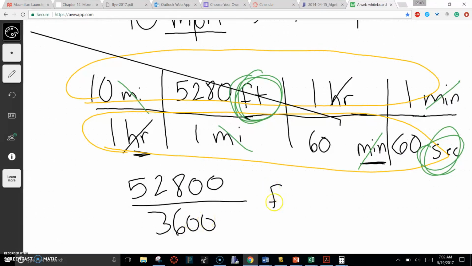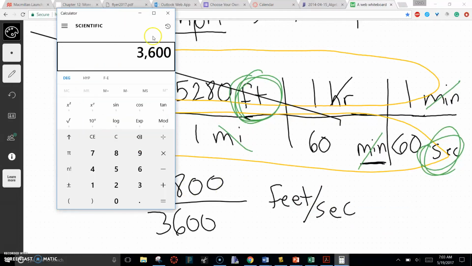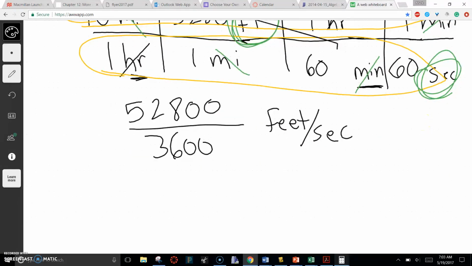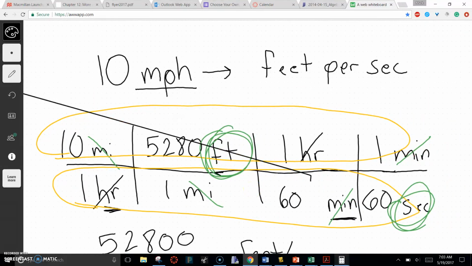And this is feet over seconds. Well, now we should divide these things and see what number that really becomes. So that would be 52800 divided by 3600. About 15. So we'll just round it to 15. So we get this to be 15 feet per second. Okay. So again, that's how we convert from miles per hour to feet per second.